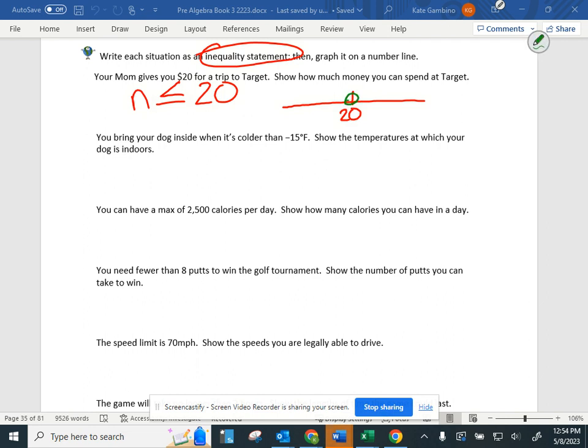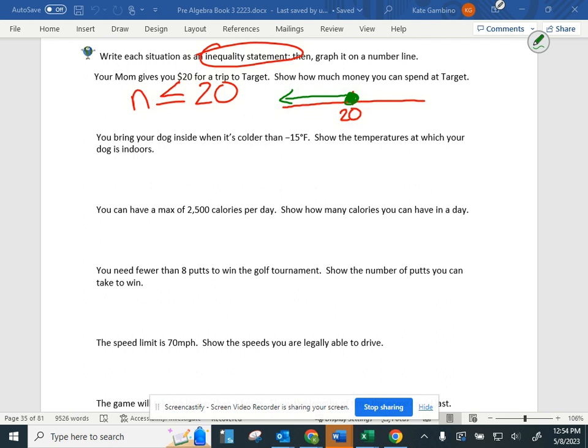Why is my circle filled in? Because it's equal, it can be equal to it. And then the arrow is going to the left. I'm going to go to the left because I can spend $20 or less. So a number smaller than 20.